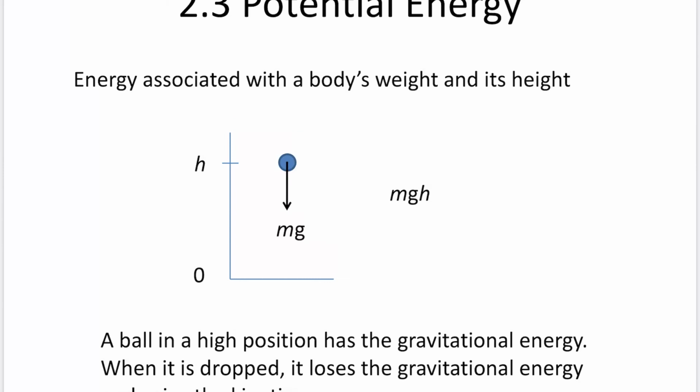In the last session, I showed the relation between the kinetic energies and the work. In this session, we'd like to introduce the potential energies. Energy seems to be associated with the body's weight and height. When the ball is in a high position, the ball has gravitational energy. When it is dropped, it loses the gravitational energy and gains kinetic energy. I'd like to show how to calculate such gravitational energy and its relation with the kinetic energy.